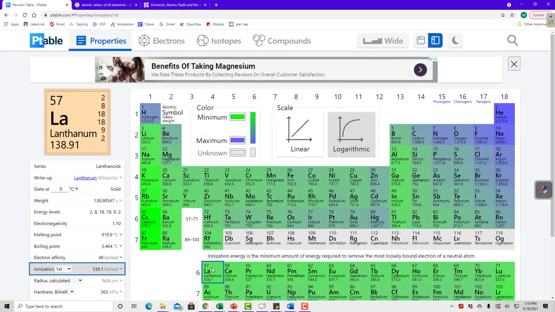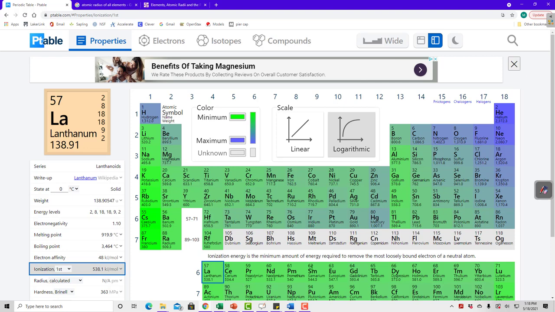We have 57 protons, now 58, now 59, now 60. Of course, if I have 60 protons, I also have 60 electrons in a neutral atom. So 61 protons and electrons, 62, 63. So across this series, I'm adding lots of protons and lots of electrons. And the protons that I'm adding are helping to pull the electrons in tighter in the valence shell.